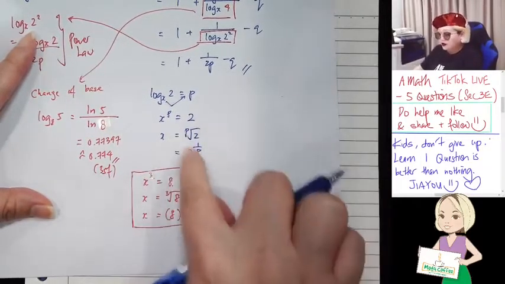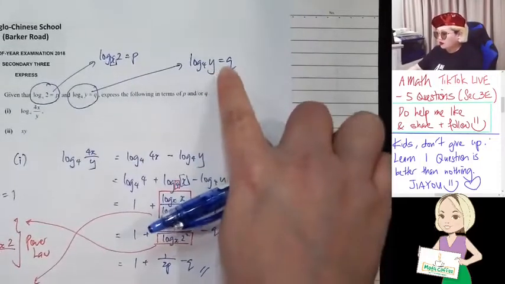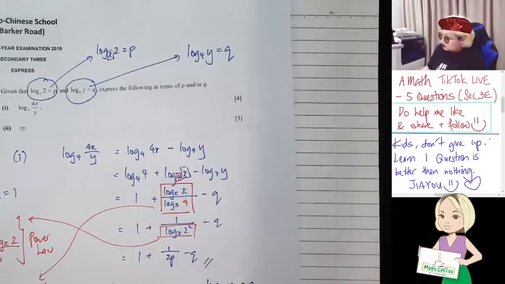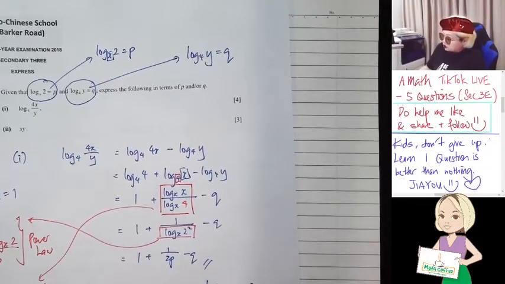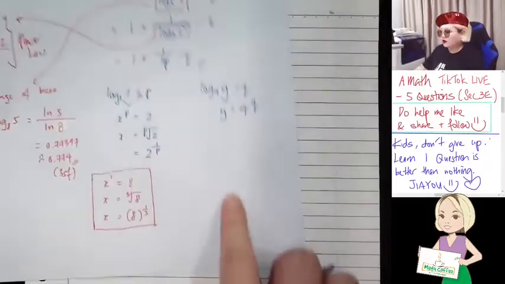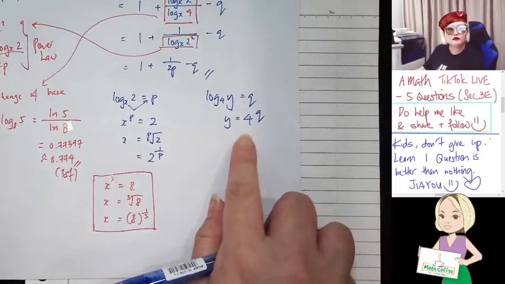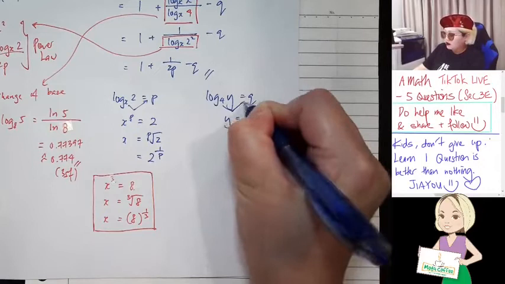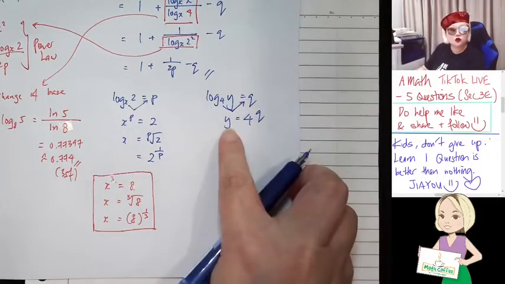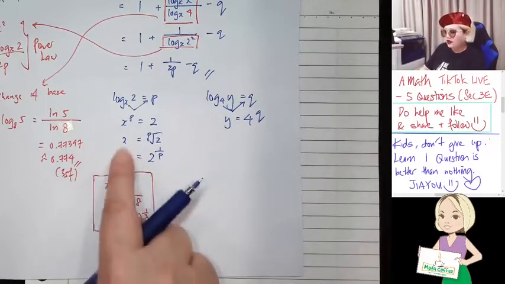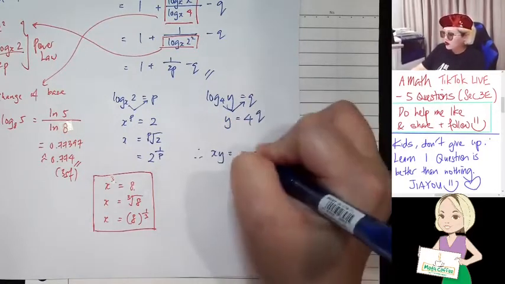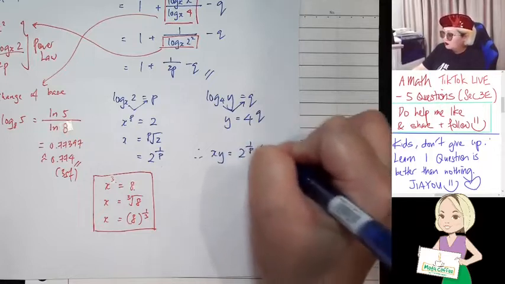So, you see, I make x the subject already. Now we're going to make y the subject over here. So log base 4 of y equals q. Again, remember I tell you push up. So this one becomes y equals 4 to the power of q. This one very straightforward. So you see what I did was I just push up. So 4 to the power of q equals y. So now I got x subject, I got y subject. So therefore my xy very easy. It's just 2 to the 1 over p multiplied by 4 to the q.